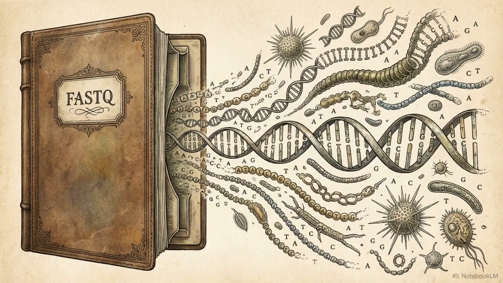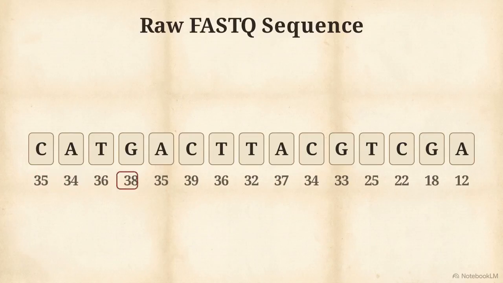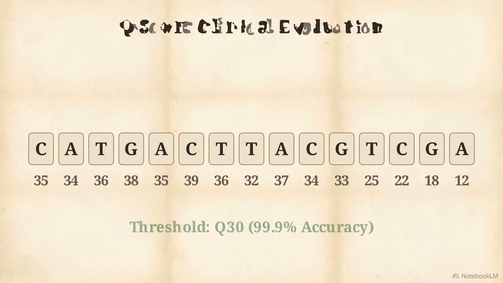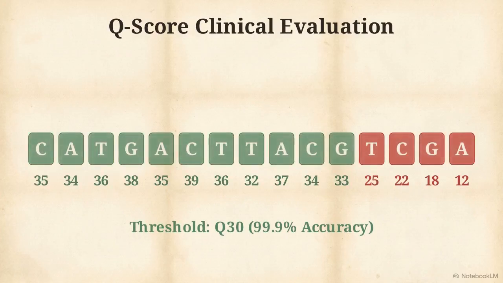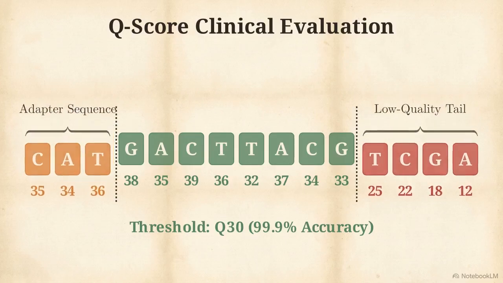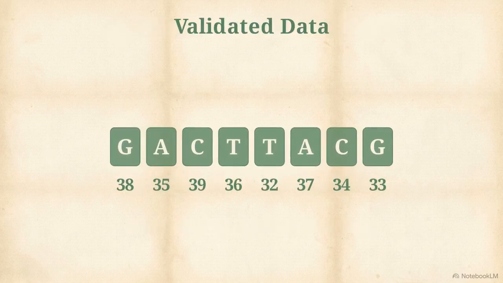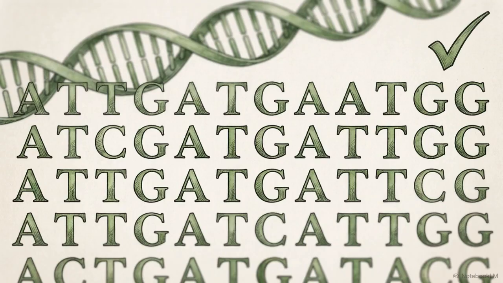This format stores every sequence read alongside a specific accuracy grade for every single letter. The Q score is the metric for base accuracy. The sequencer evaluates every letter, assigning a confidence value. Clinical labs enforce the strict Q30 standard, a 99.9% accuracy rate. Software trims the data, snipping away low-quality bases and adapter sequences, leaving only high-confidence information. This first checkpoint ensures that the subsequent analysis is built on a foundation of validated data points.